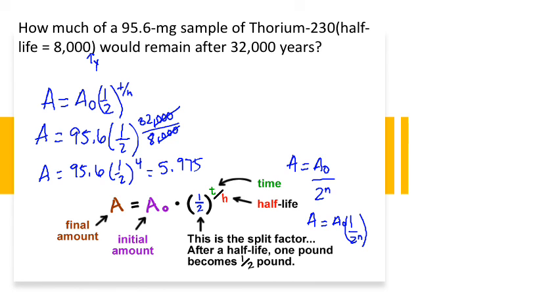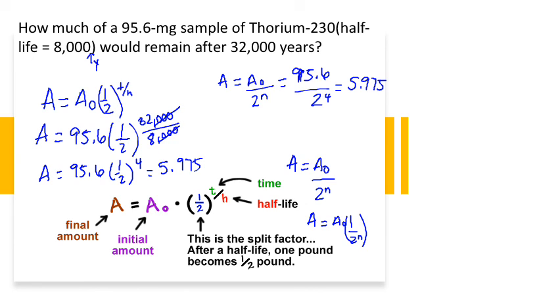Okay, I'm going to use the other equation just to show that it's the same. For this one you would need to figure out the number of half-lives. So for this one to work, we would take our 32 divided by 8, we get 4, so we end up with 95.6 divided by 2 raised to the 4. We plug that in the calculator, and we end up getting the same thing.